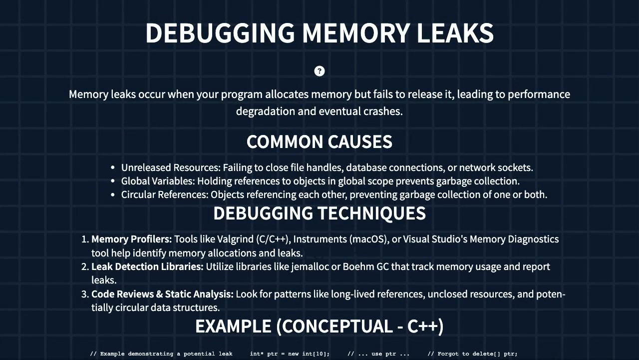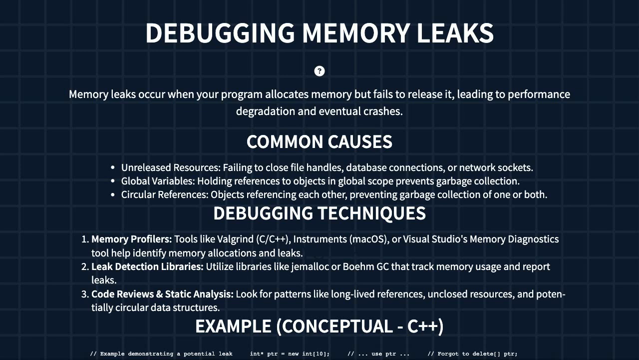Okay, let's talk about debugging memory leaks. A memory leak happens when your program keeps holding onto computer memory that it no longer needs, kind of like leaving the lights on in a room you've already left. This can slow down your application and eventually cause it to crash.